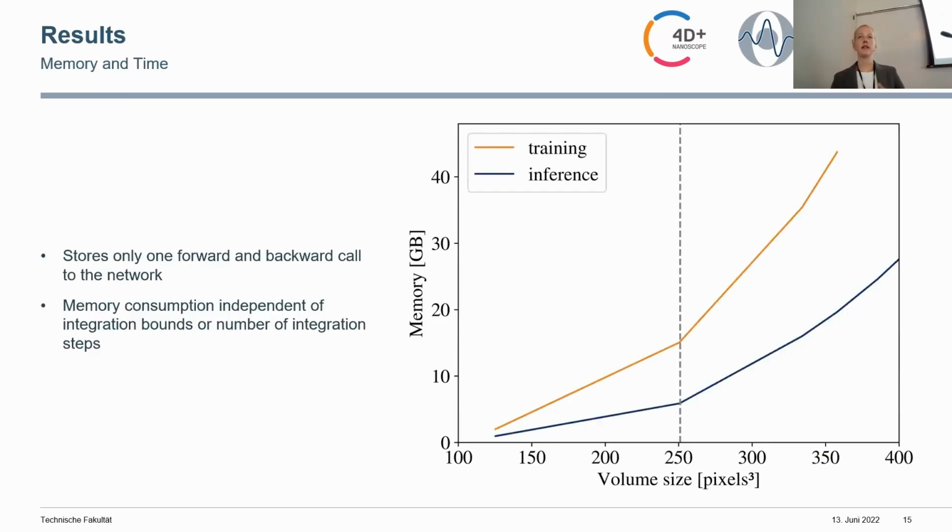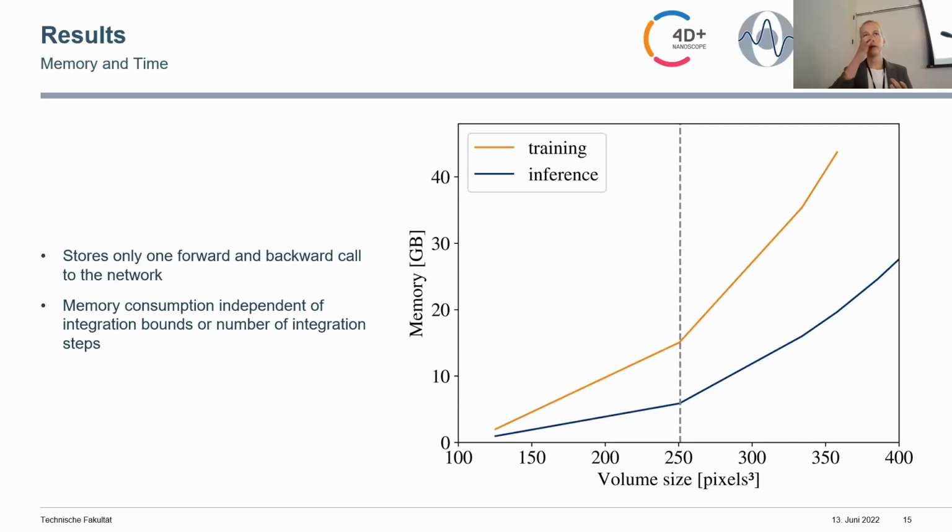As I said, the main goal of this method was to reduce the memory needed to train such a method. And what you can see here in this plot is the memory needed for training as well as inference, depending on the volume size of the reconstructed volume, where the point that we are currently operating at is highlighted by this gray dashed line.